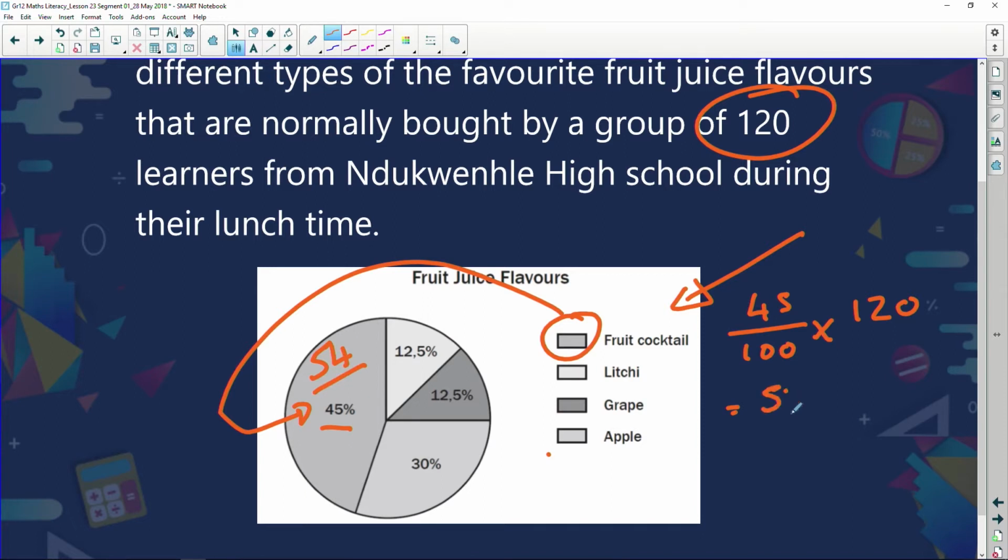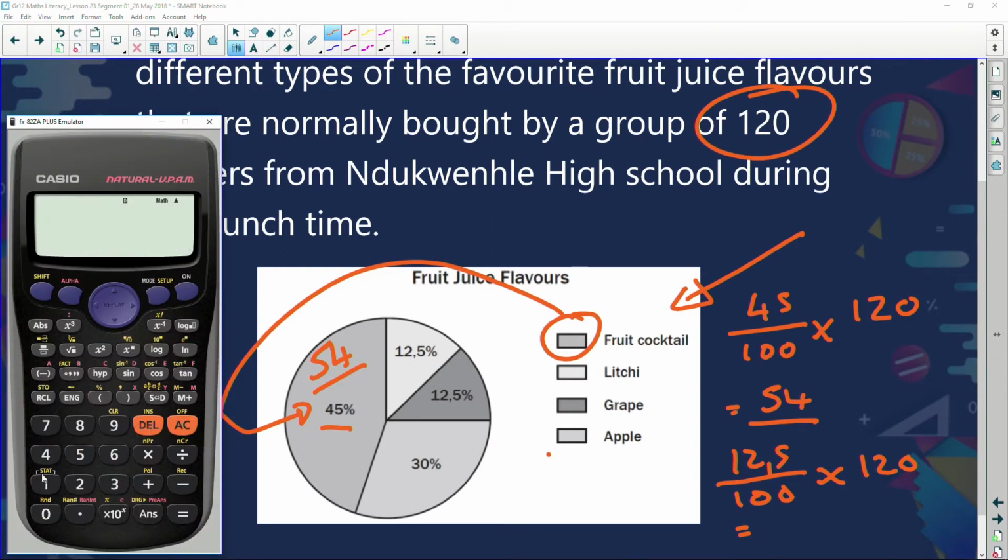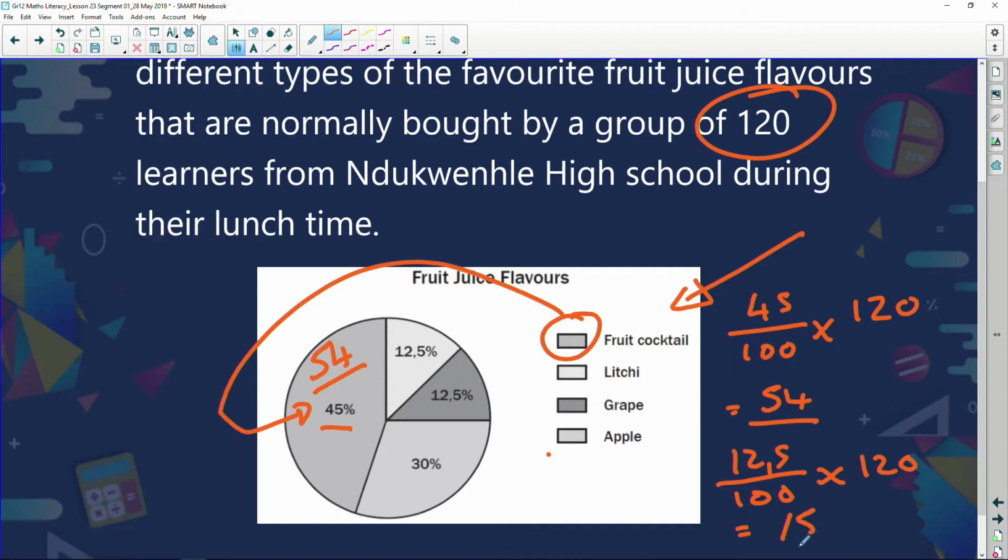Now, let's work out what 12.5% is. So 12.5 over 100, because we're dealing in percent, times 120. Out comes the calculator, and we say, right, Mr. Calculator, 12.5 over 100, multiply that by 120 learners, and I land up with 15. 15 what? 15 learners. So 15 learners love our lychee juice, and 15 learners love grape juice. How do we know that? Because they're both 12.5%.